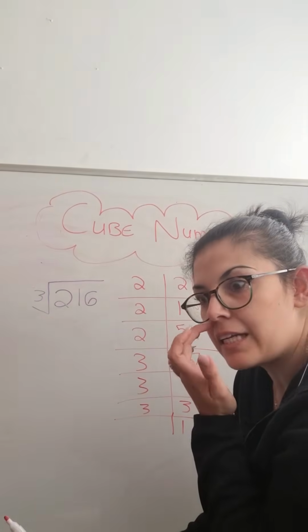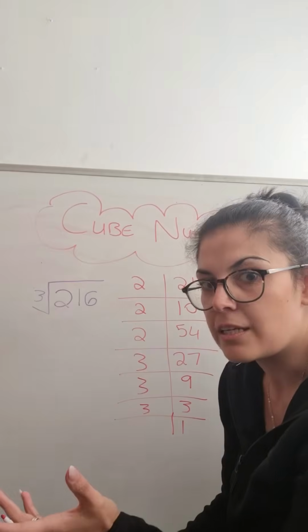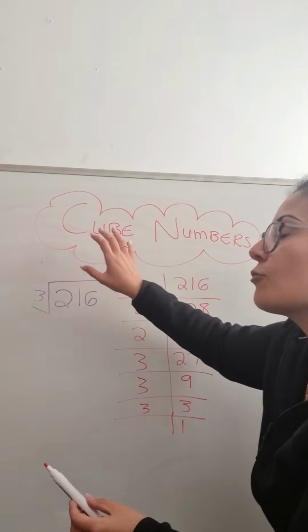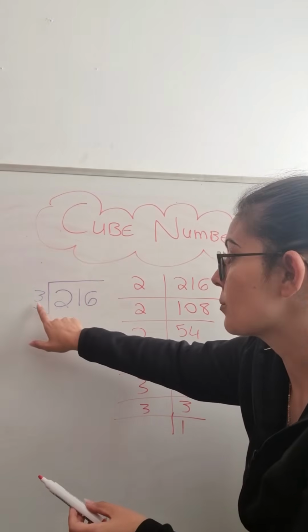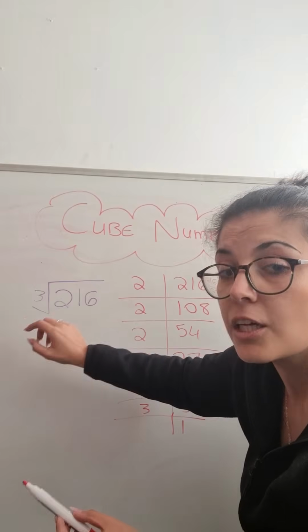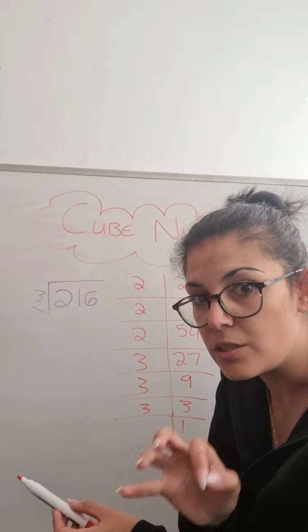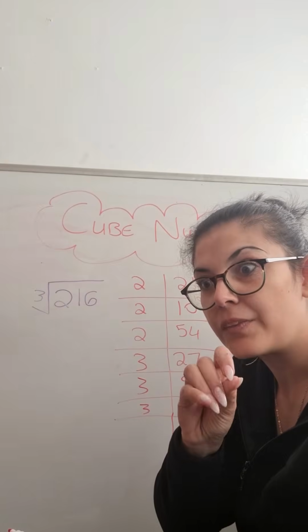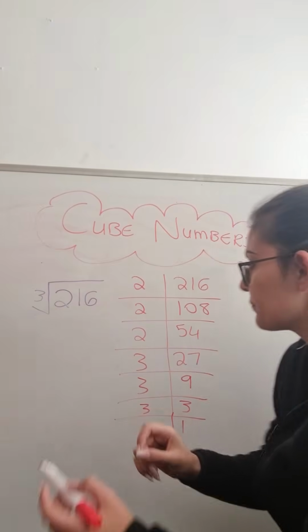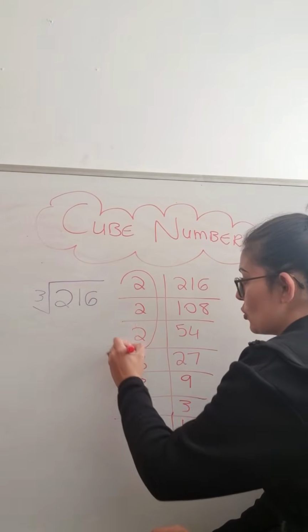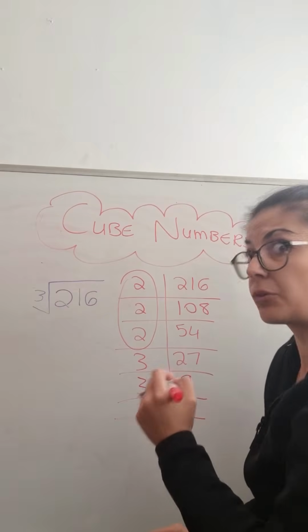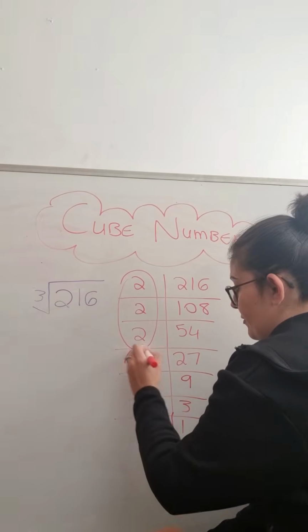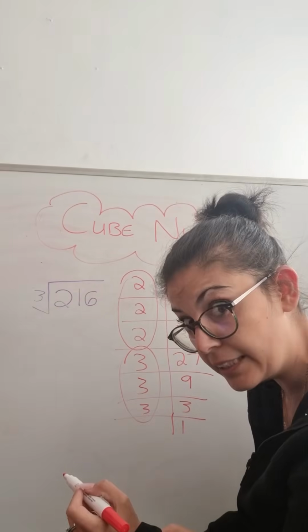Now, it's slightly different from square numbers in the fact that you're looking for cube. And remember, cube is represented by a 3. So you're not going to look for pairs of the same prime numbers or prime factors. You're going to look for groupings of 3. So I can see I've got 3 2s, and I have 3 3s, right?